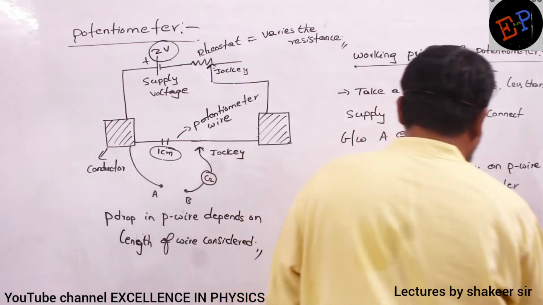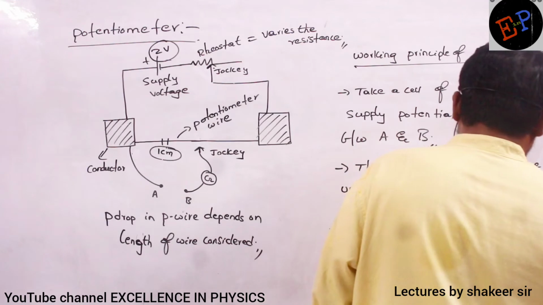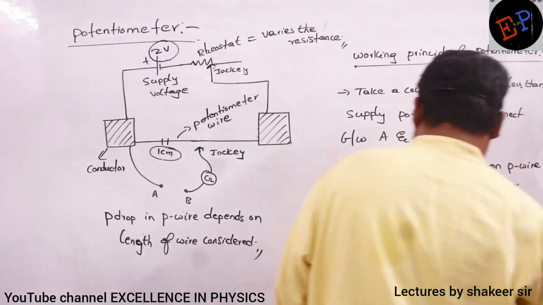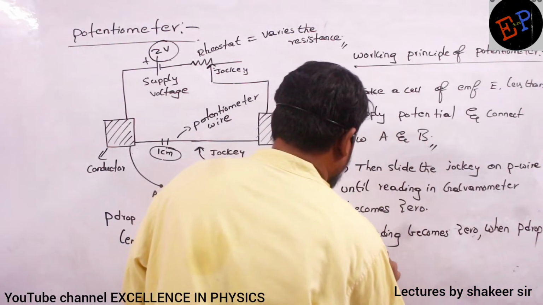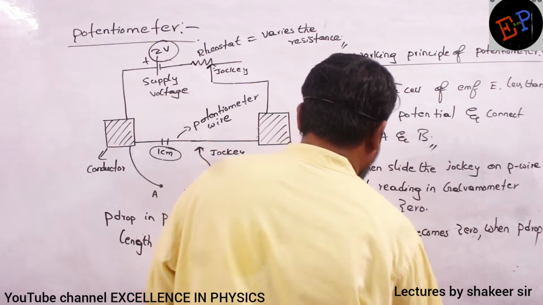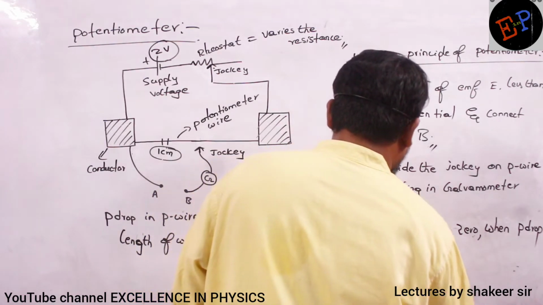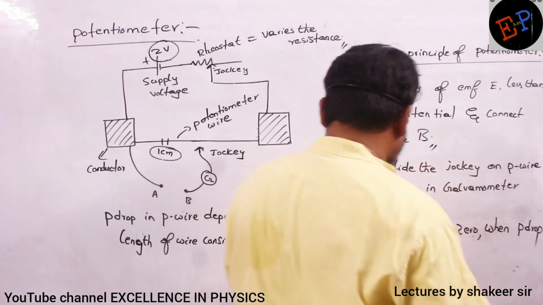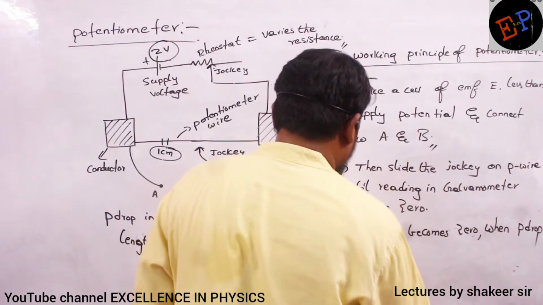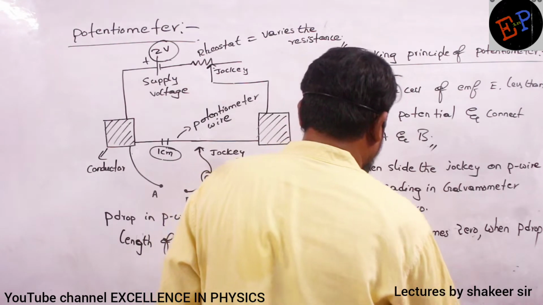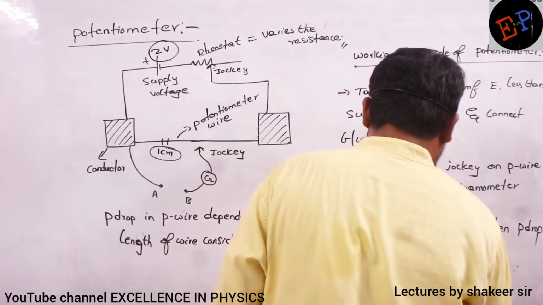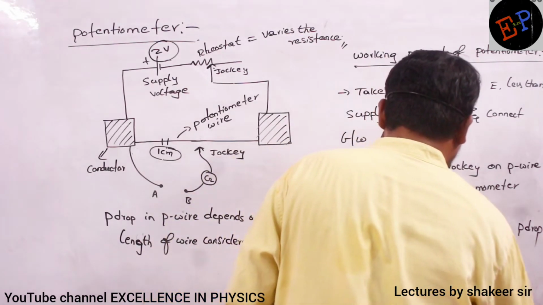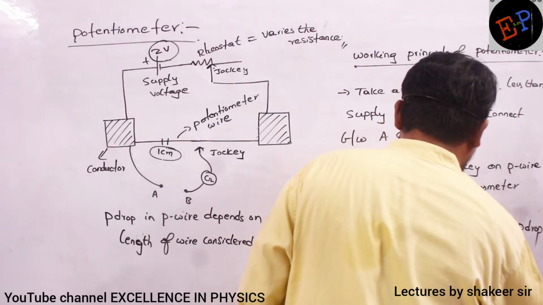The reading becomes 0 when the potential drop in the upper part of the wire, or you can just say the potential drop in the potentiometer wire, is equal to the EMF of the cell.